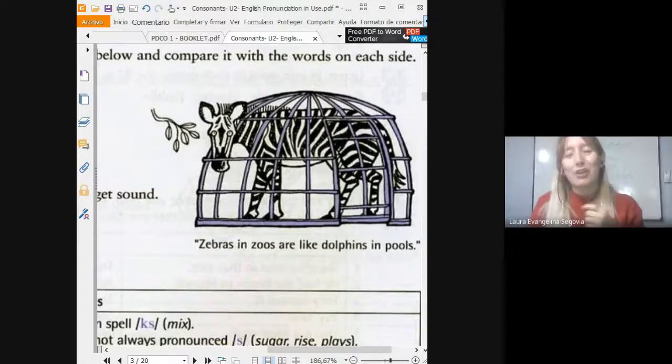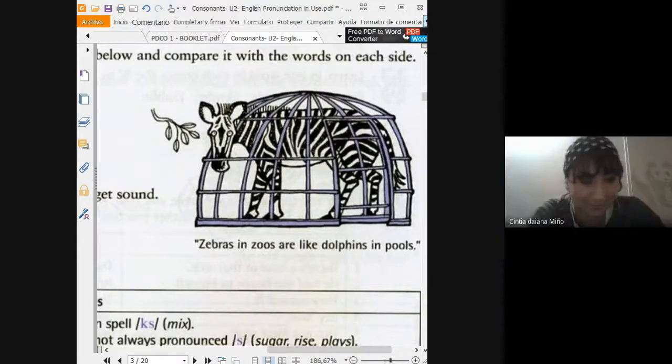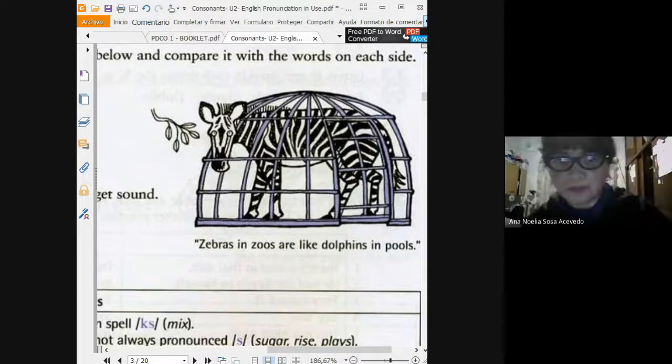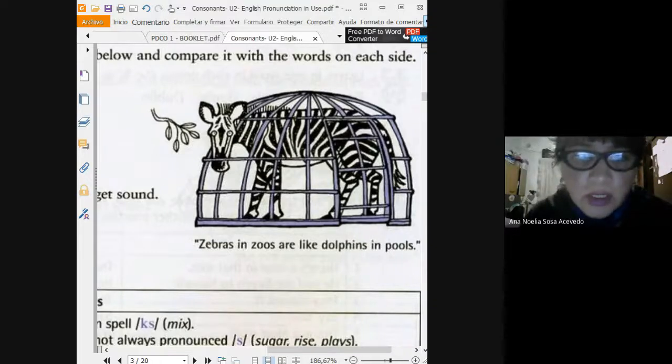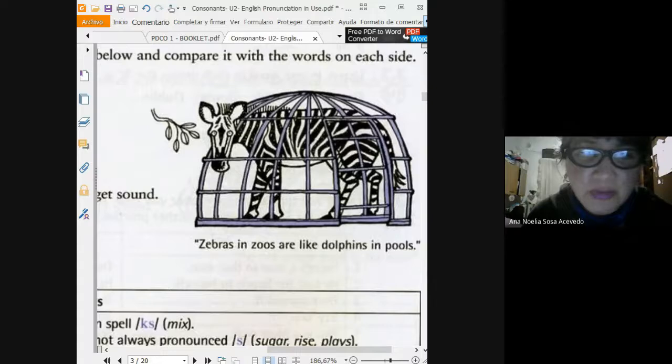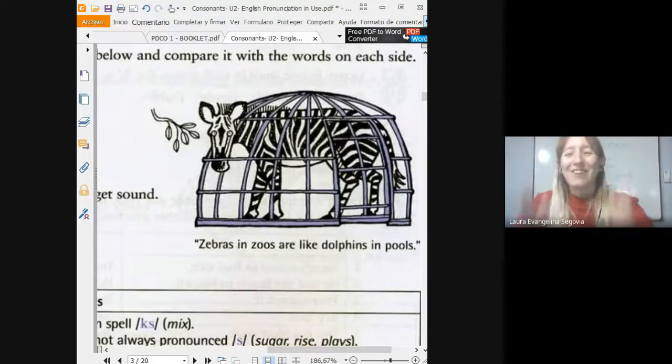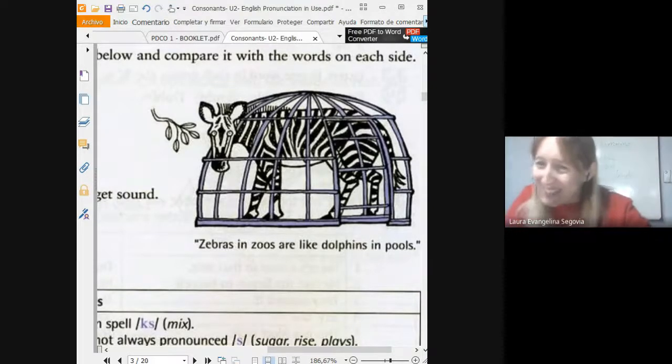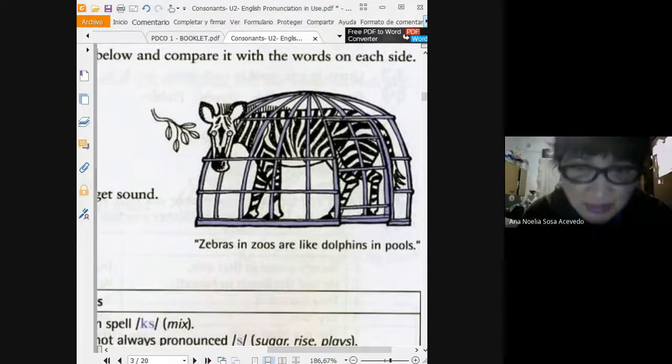Thank you. Anna, your turn. Come on. Zebras in zoos are like dolphins in pools. Ah, very good, Anna. Faster. Zebras in zoos are like dolphins in pools. Yes, good. That's it, Anna. Very good. Thank you.